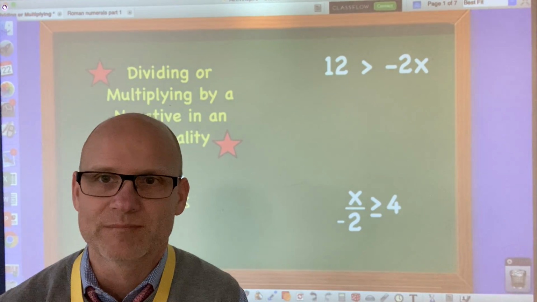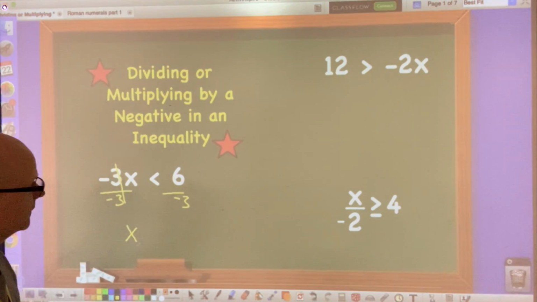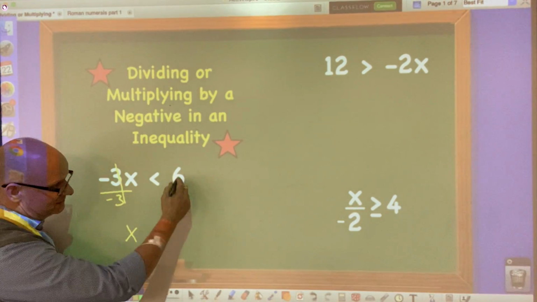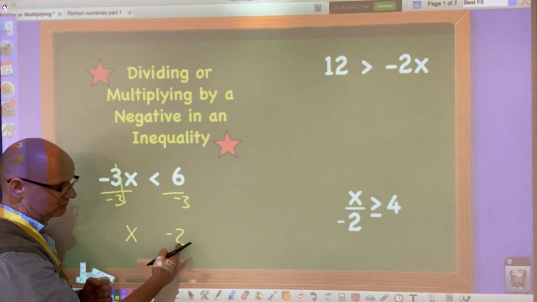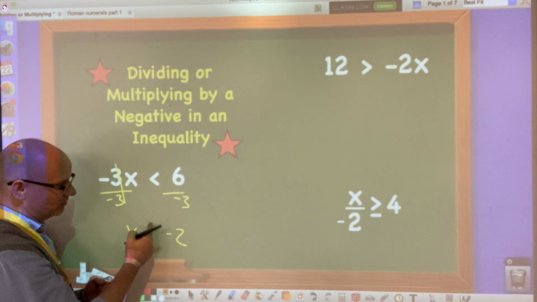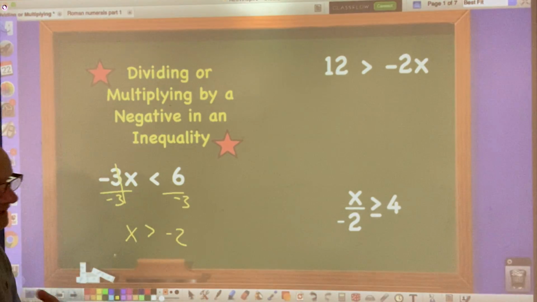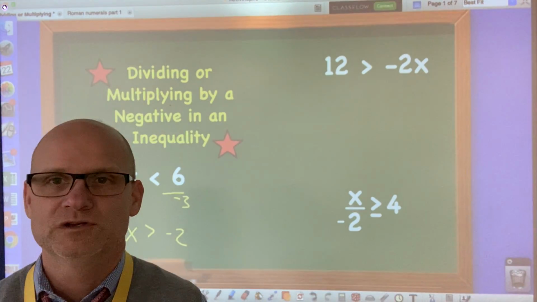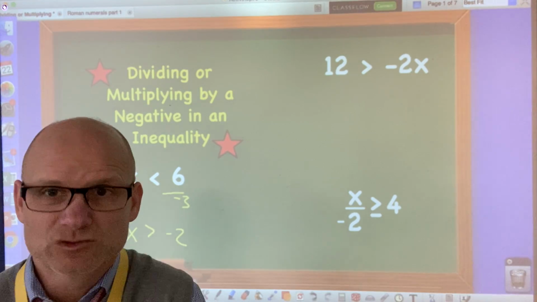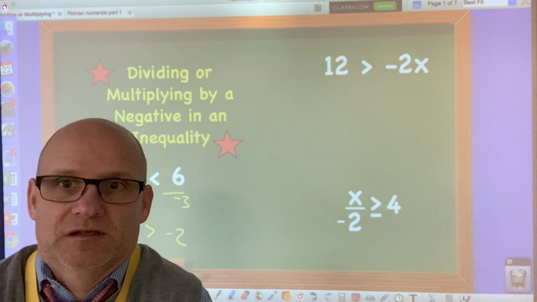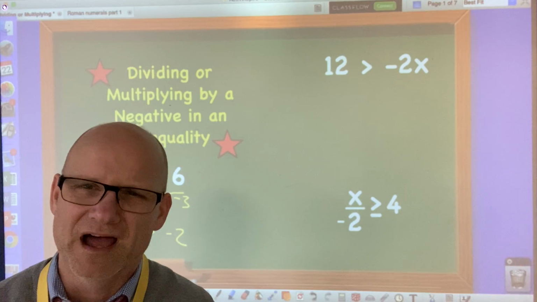When you divide by that negative 3, well, yes, you get negative 2, right? 6 divided by negative 3 is negative 2, but the inequality flips. The inequality flips when you multiply or divide by a negative number. Okay, so we can remember that, right? We can memorize that. The question is why?